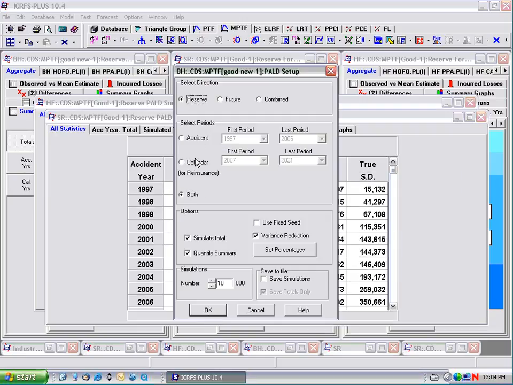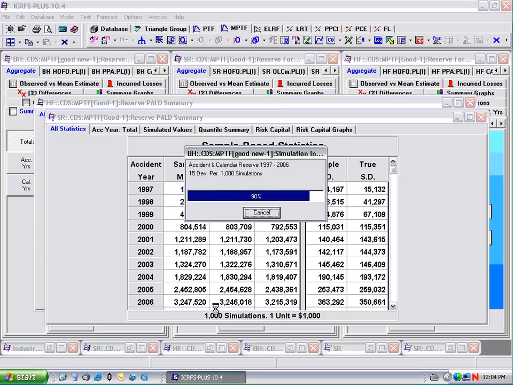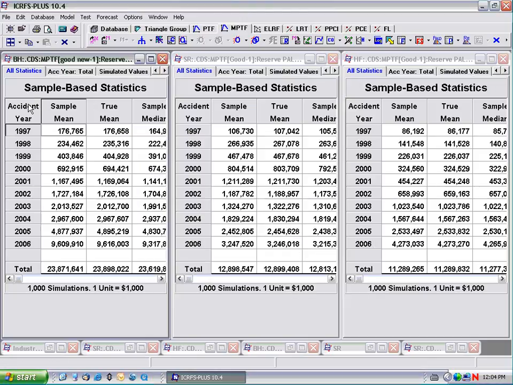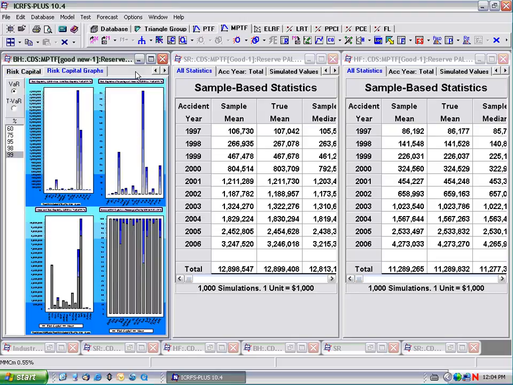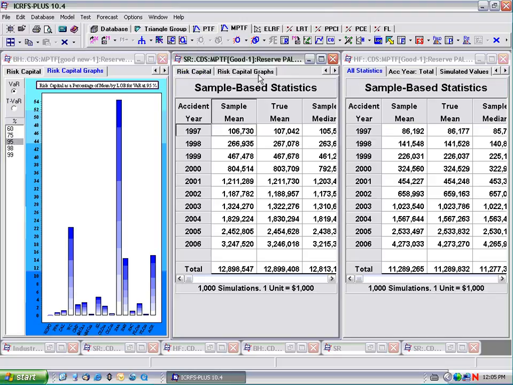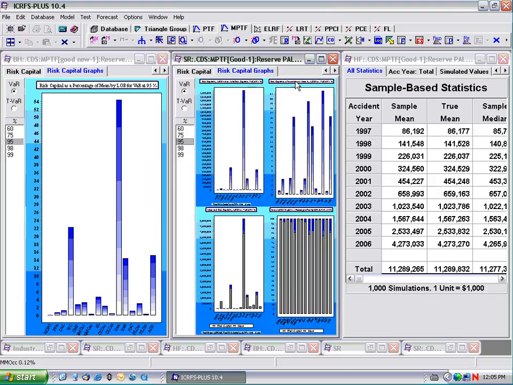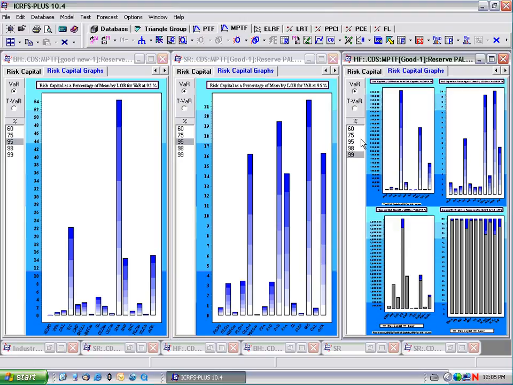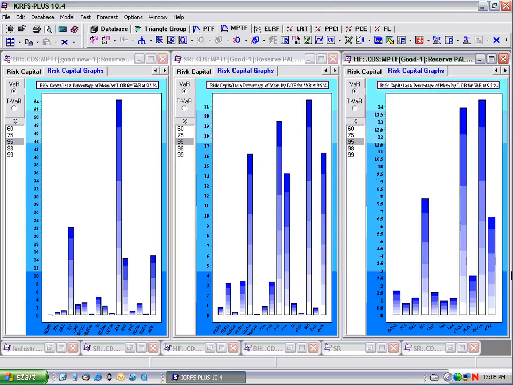Reserve, 1,000. So we just want to look at workers' comp as a percentage of the mean in terms of risk capital. A couple of graphs, 95%.